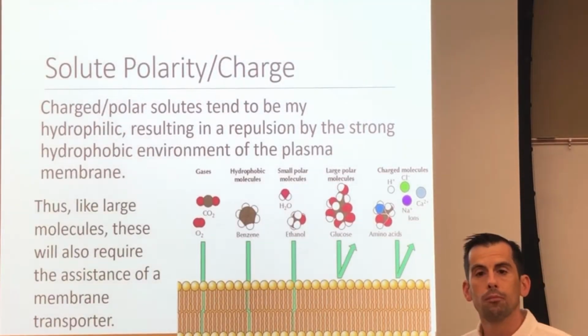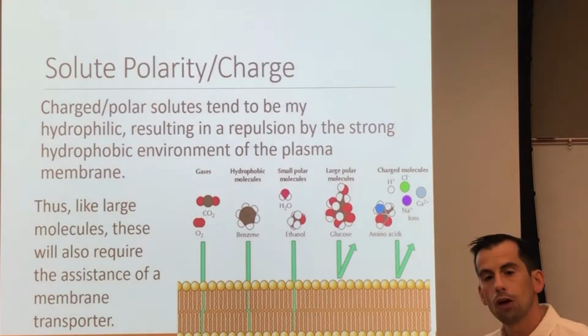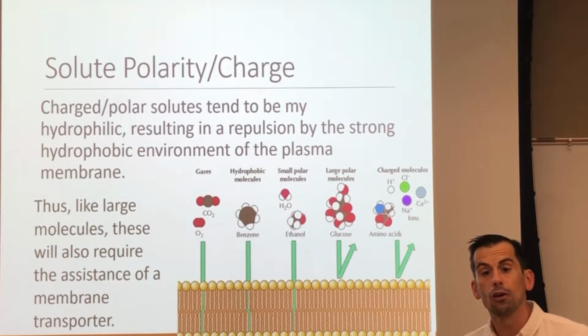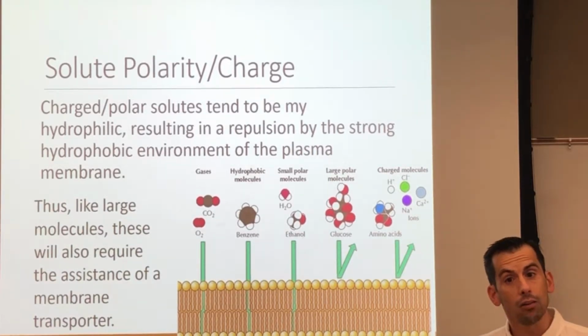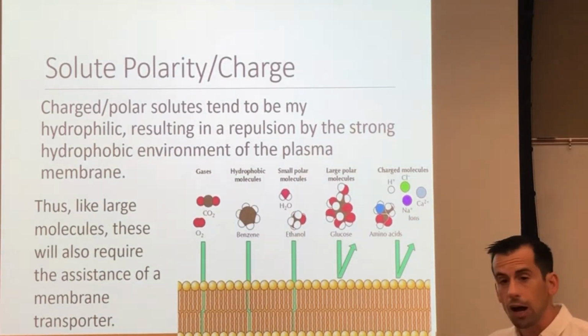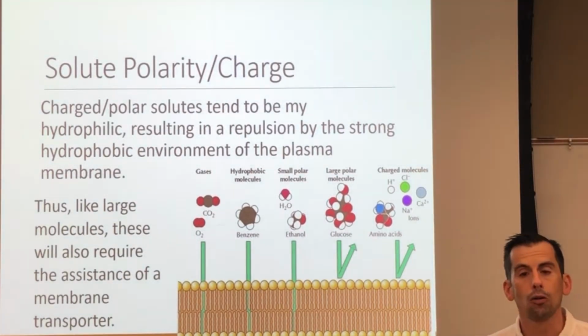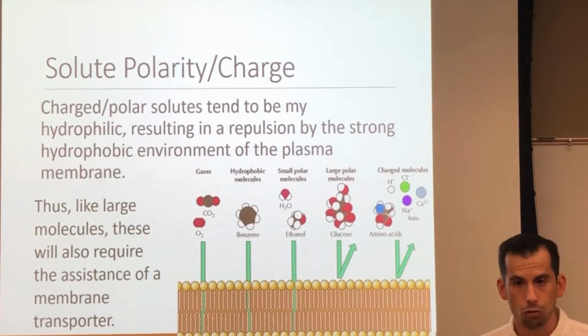Likewise with polarity. Even if a molecule is small enough to fit through those phospholipid heads, that doesn't mean it's going to be at home in that thick hydrophobic environment created by the fatty acid tails. So large molecules are not going to be able to fit into the openings, and very charged or polar molecules will get repelled by the internal membrane structure.